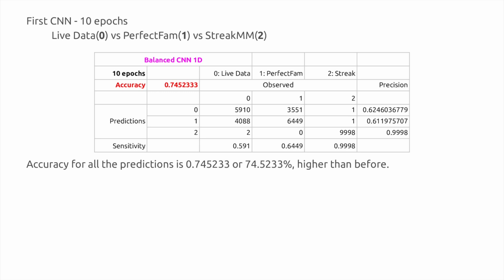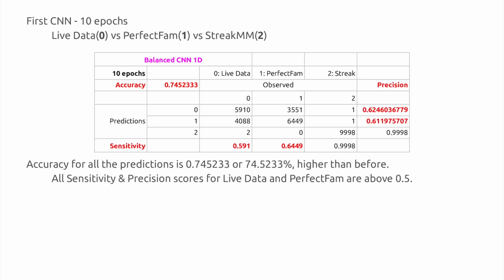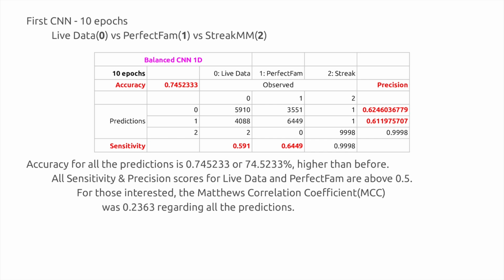After 10 epochs, accuracy for all the predictions is 0.745233 or 74.5233%, higher than before. All sensitivity and precision scores for live data and PerfectFam are above 0.5. For those interested, the Matthews correlation coefficient was 0.2363 regarding all the predictions. Although this model could or should be trained for more epochs, it is the best model we have so far.